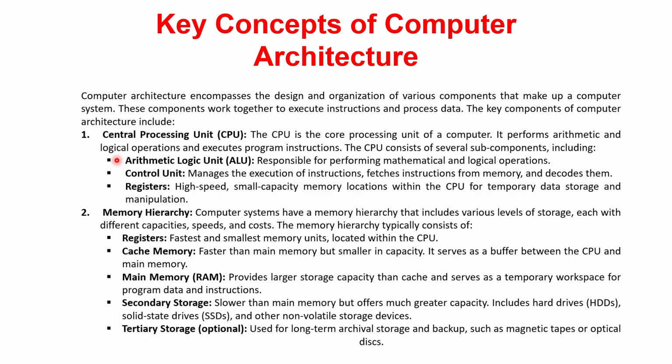The CPU has these main components, which is the arithmetic logic unit (ALU). ALU is responsible for performing mathematical and logical operations like addition, subtraction, and comparison. Then there is the control unit, and it manages the execution of instructions. It fetches instructions from memory, decodes them to determine what needs to be done, and coordinates the other components.